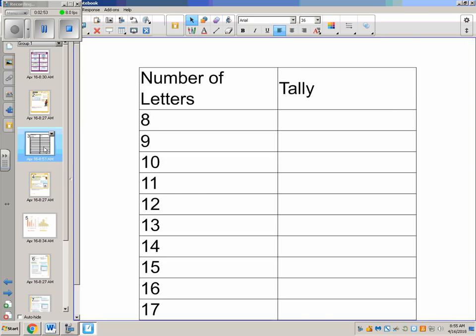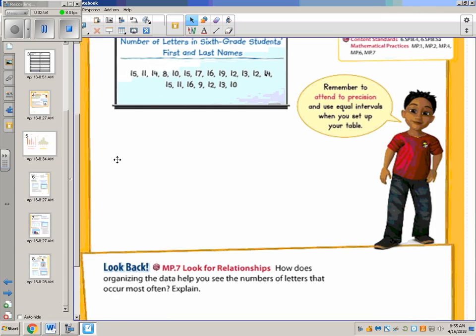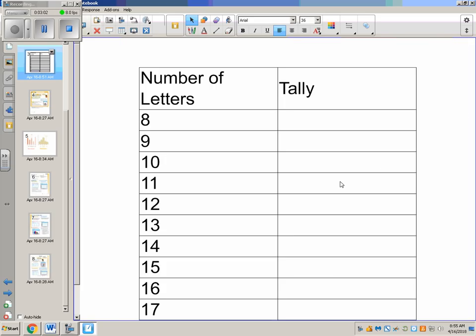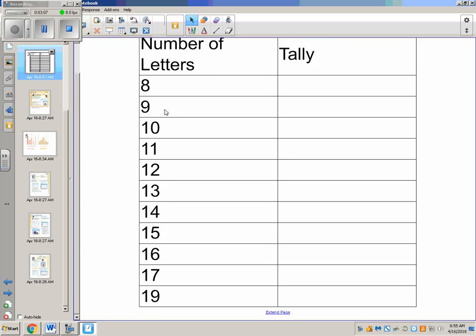So on my next page, I've made a table. You guys can fill this in right here. I don't have enough space to be able to do that, so that's why I have it on the next page. What I did was I went through and I looked at how many letters were in each name. So the smallest one I saw was 8, and the biggest one I saw was 19. So I went down through and I just put 8, 9, 10, 11, 12, 13, 14, 15, 16, 17, and 19. Nobody had 18 letters in their name, so I didn't include that in my table.